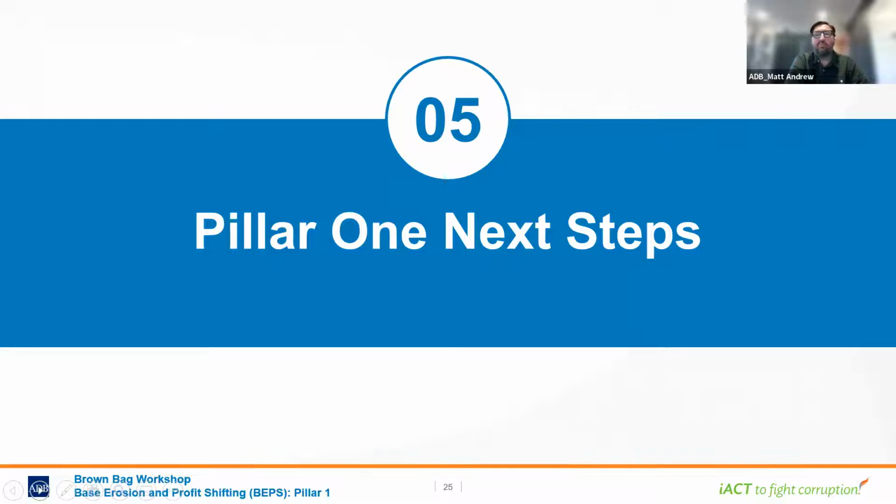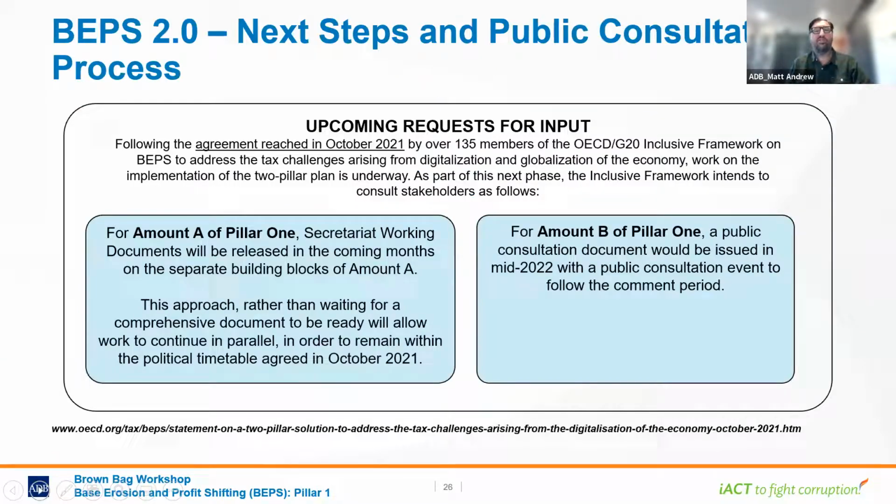Just in terms of next steps, as I've already mentioned to you, there have been upcoming requests for input from the OECD in terms of the papers that we've been through, and so there have been a series of short public consultations in a written procedure in connection to the papers that I've already mentioned, such as scope, nexus and revenue sourcing, tax base, the extractive exclusion, and now recently released is the financial services exclusion.